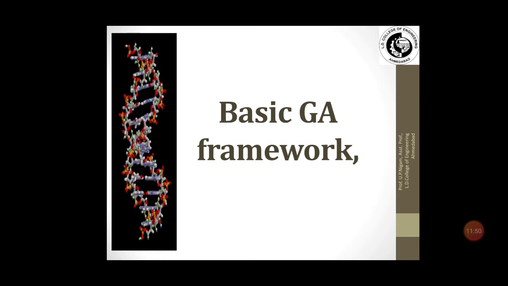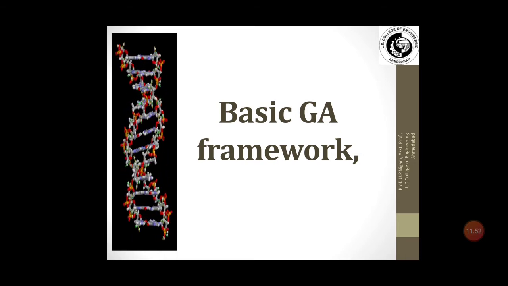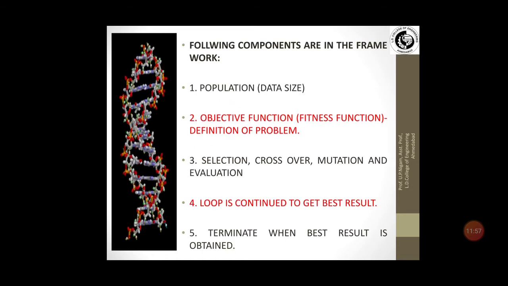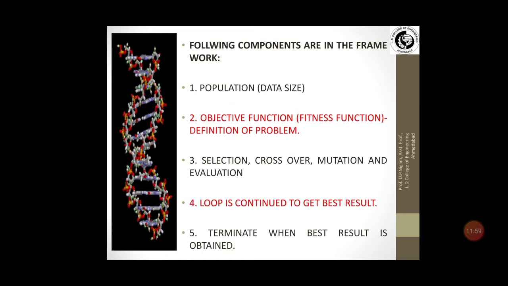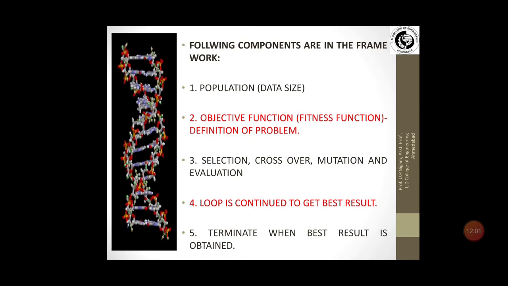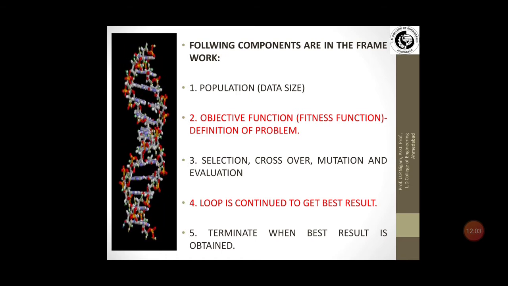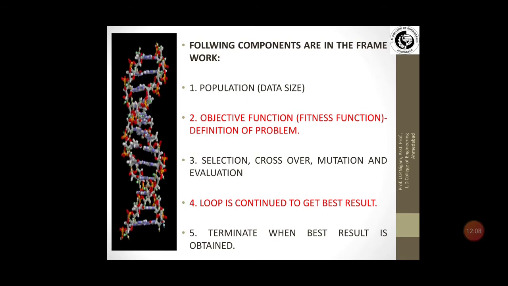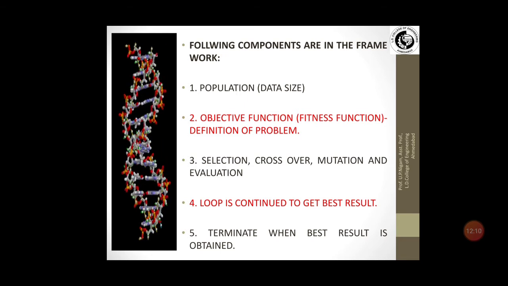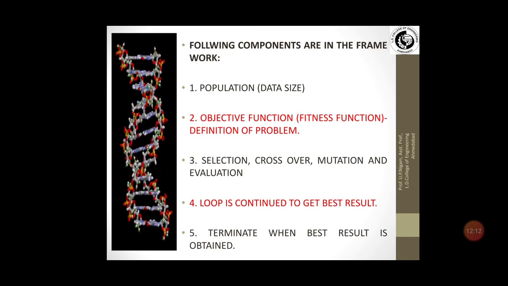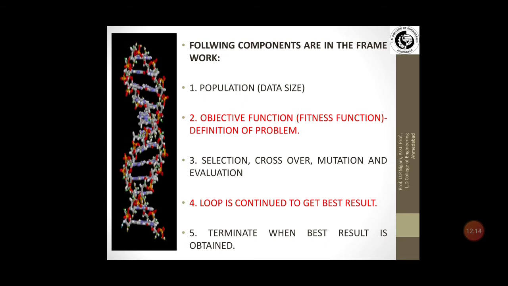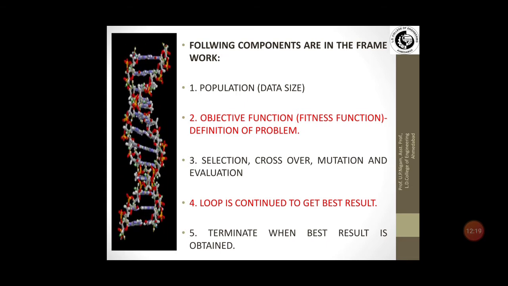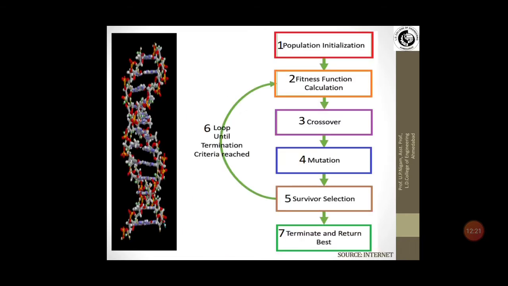Now, what is the basic genetic algorithm framework? That we need to understand. The following components are in the framework: population, data size, objective function, which is almost the fitness function. In many of the problems it is there. We have to define the problem. Then selection, crossover, mutation and evolution. Then the loop continues to get the best results. Terminate when the best result is obtained.